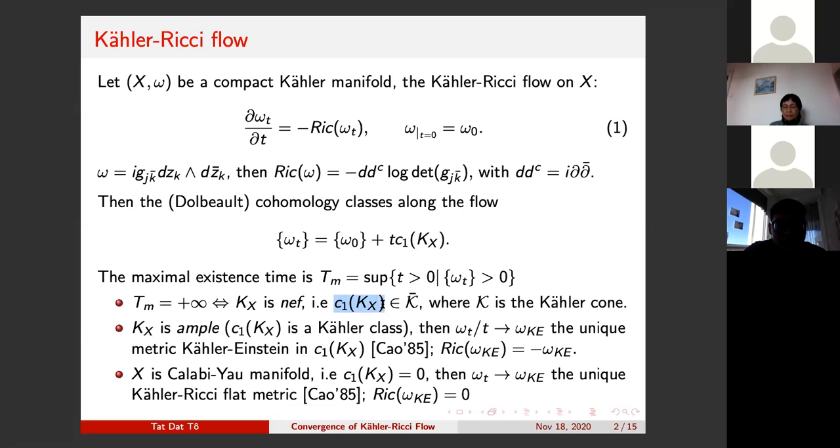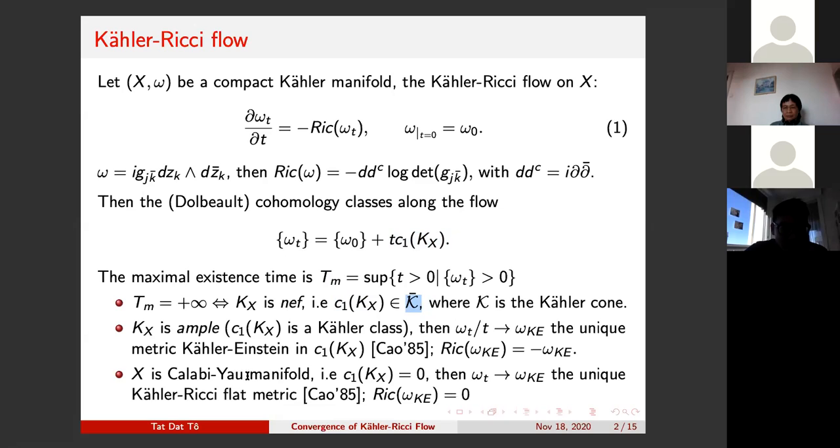Because if c1(Kx) is Kähler, this should be positive, so you can see that T max is infinity, right? Okay. Thank you. But of course, it's true for the boundary of K as well. So I take K bar, I mean the closure of K. Okay. Thank you.